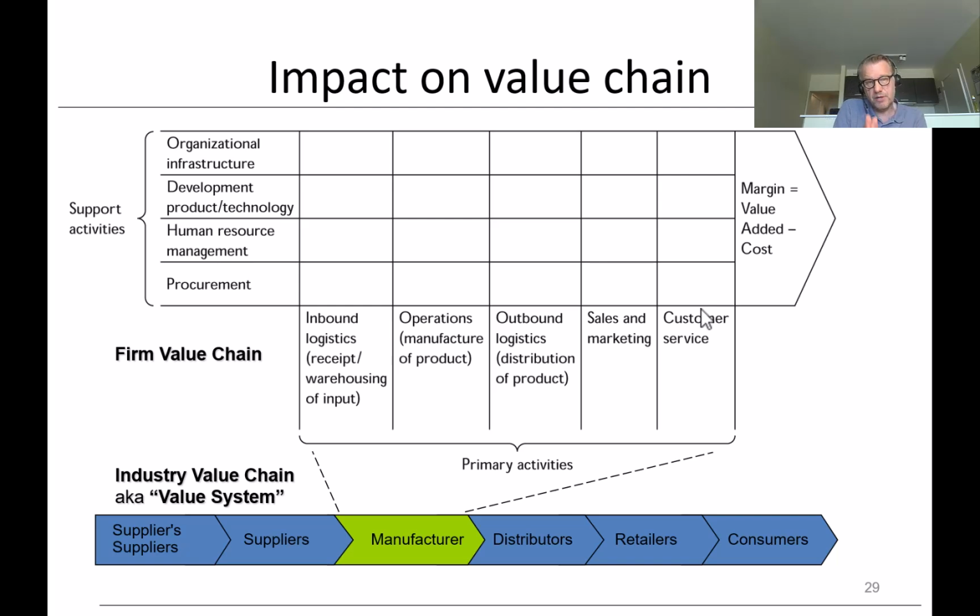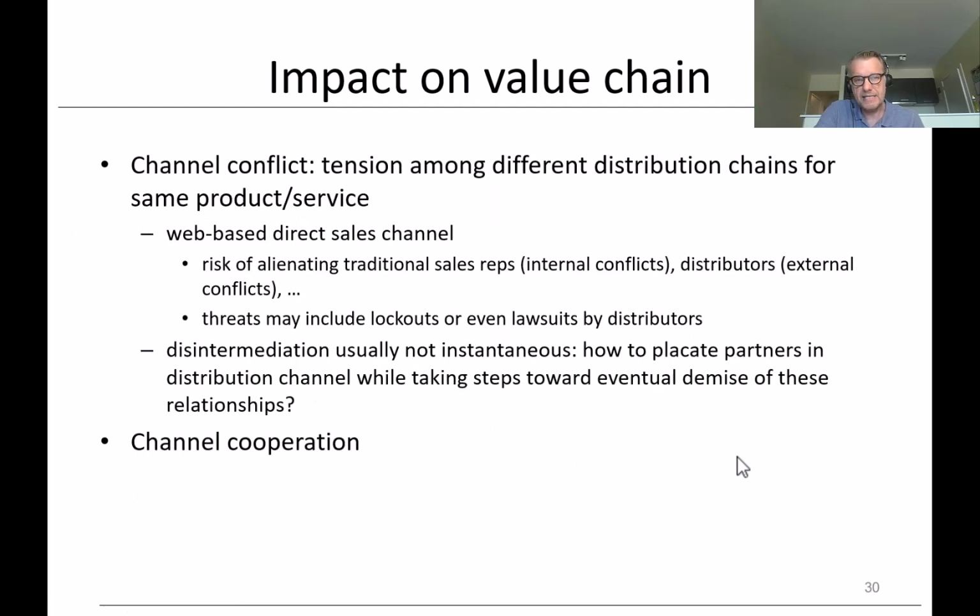This is the firm value chain, but a firm does not operate in isolation. It's part of an industry value chain, also called a value system. This was, for example, the value chain of a manufacturer, which connects to suppliers, distributors, retailers, and consumers. All of them aim at adding value. But the internet has now created this disintermediation effect or this channel conflict because Nike no longer needs the distributor or retailer. It can directly sell shoes on its website, or any other type of product, which obviously creates tension among the different distribution chains for the same product or service.